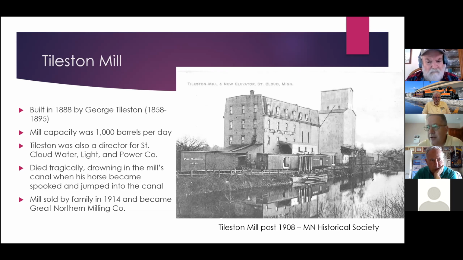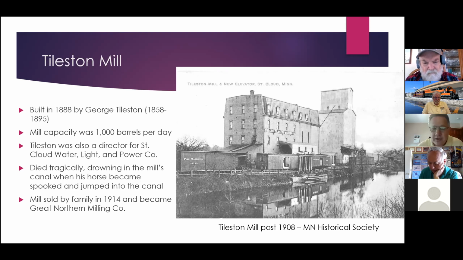Unfortunately, George died tragically, drowning in the mill's canal. All the stories agree that his horse became spooked as he was heading home from the mill, and he was trying to go through the narrow area between the track and the canal on a carriage, and the horse got spooked and jumped into the middle of the canal, taking the carriage and George with it. Unfortunately, George couldn't swim and he drowned in the canal. Some of the stories say there was lightning that spooked the horse. Another one said actually that there was no lightning, but something he said or did that spooked it. But anyway, he tragically died.